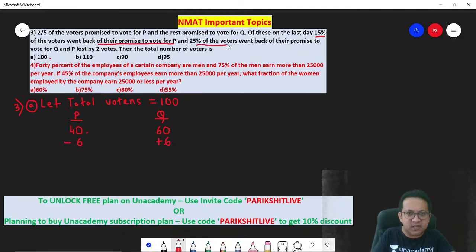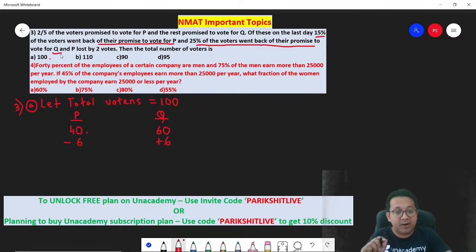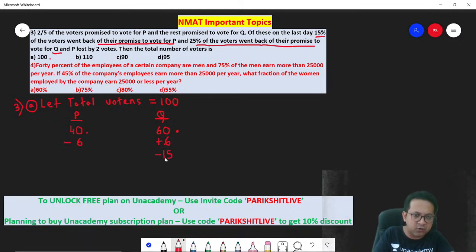And 25% of the voters went back on their promise to vote for Q. How many promised to vote for Q? 60. 25% of this is 1/4. So 1/4 of 60 is 15. So 15 went back on their promise to vote for Q and ended up voting for P. So on the P side, you will do a plus 15. So in total, how many votes did P receive? 40 minus 6 plus 15 is 49. Q, 60 plus 6 minus 15, is 51.